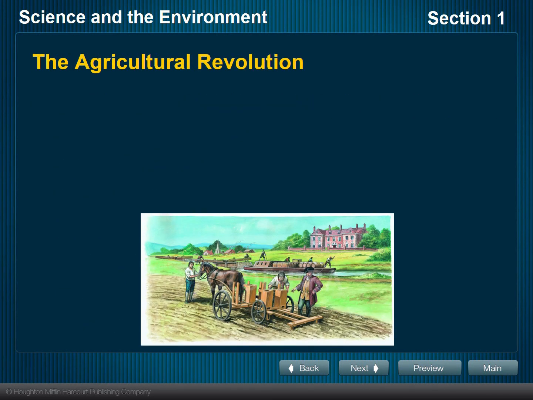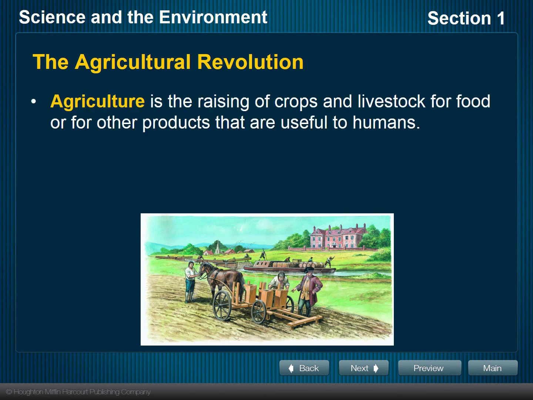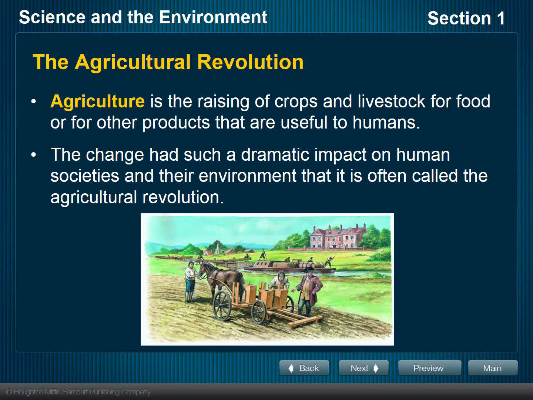Another notable event in the world's history is the agricultural revolution. Agriculture is the raising of crops and livestock for food or other products that are useful to humans. The practice of agriculture started in many different parts of the world over 10,000 years ago. The change has had such a dramatic impact on human societies and their environment that it is often called the agricultural revolution.